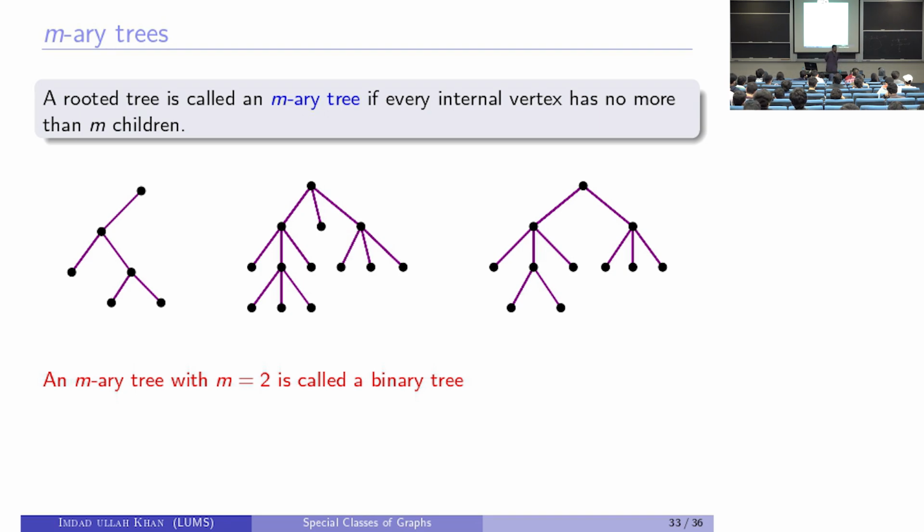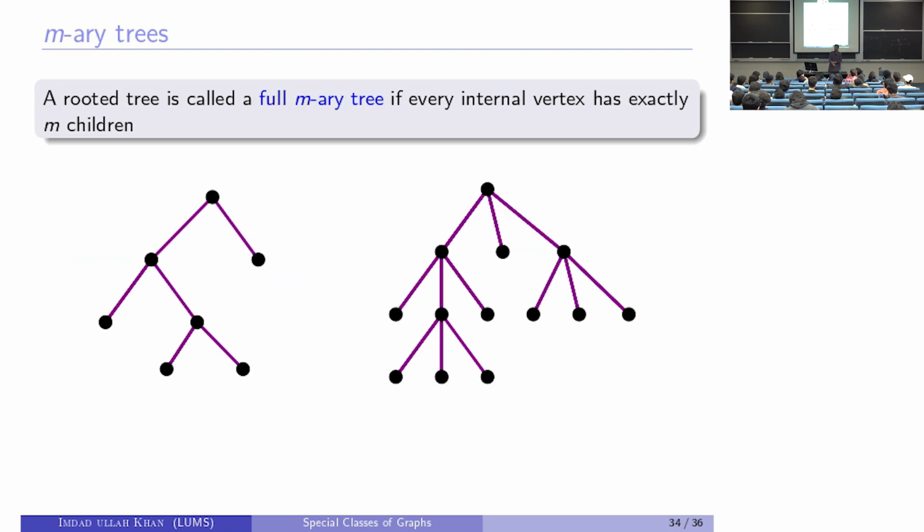So what will be a binary tree? If every internal node has less than or equal to 2 children. Okay, so this is a binary tree. Is this a binary tree? How many children does the root have? Root has only one child, right? But every vertex has at most 2 children, so it's a binary tree. Here, every internal node has how many children at most? At most 3, right? So this is a ternary tree, a 3-ary tree. This one is also a 3-ary tree.